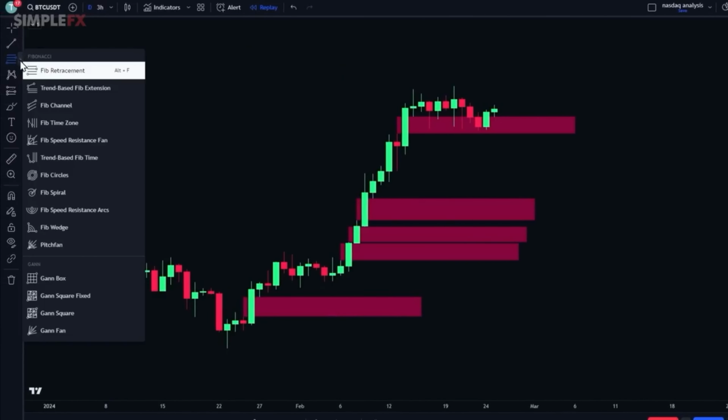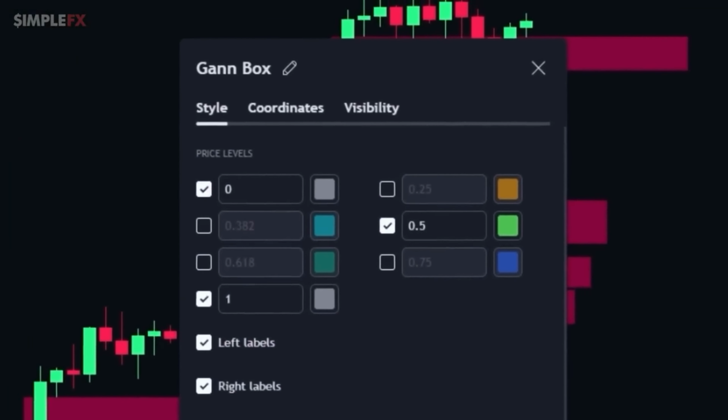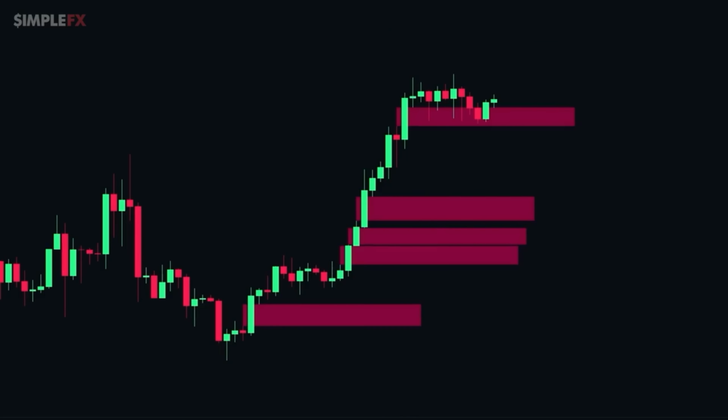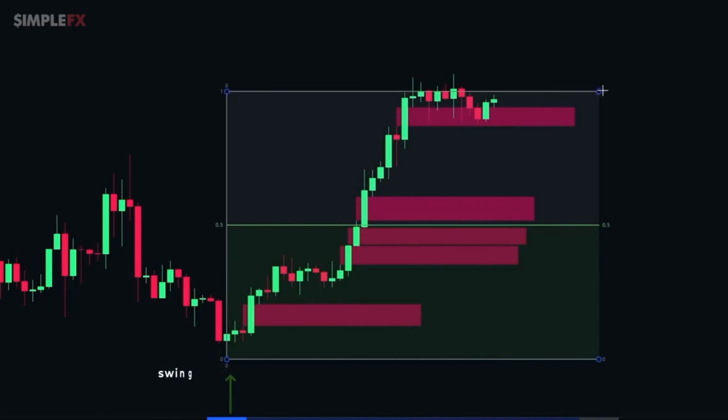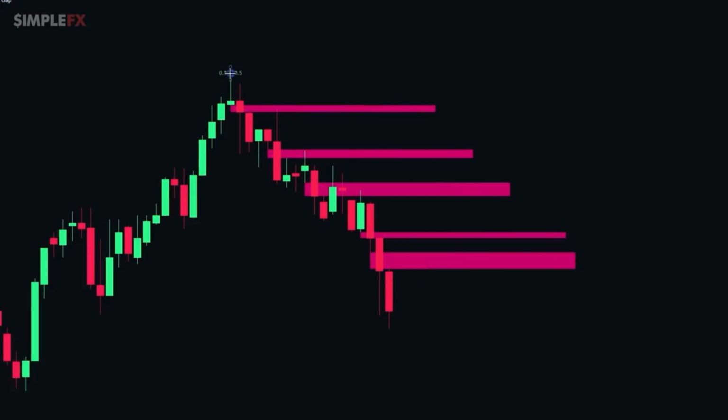On a charting platform like TradingView, you can use the Game Box tool. You then go to Settings and set the price levels to 0.5 and 1. To use the tool, you drag it from the swing low to the swing high of the movement that contains multiple fair value gaps. This line in the middle separates the fair value gaps, and you should only focus on the gaps located on the bottom area and ignore the ones on the upper area. Same thing for shorts.